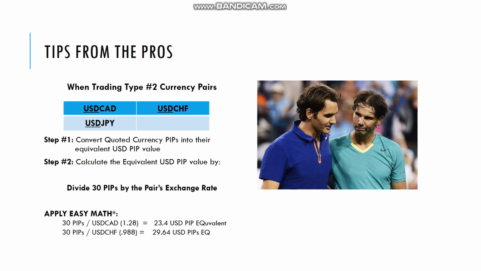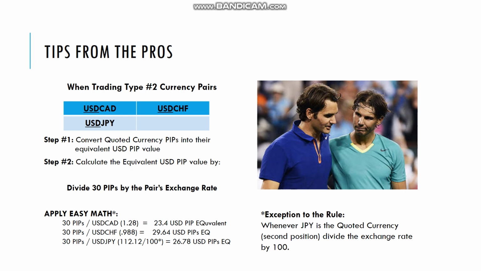You can do the same with the dollar Swiss, simply 30 divided by the current exchange rate. And you can do the same with dollar yen. Now the only difference in yen, there is an exception, as there always is in every rule, is that whenever yen is the quoted currency, meaning it's in the second position, divide the exchange rate by 100. It's the only way to make it work. I don't make these rules up, but that's how the yen works.